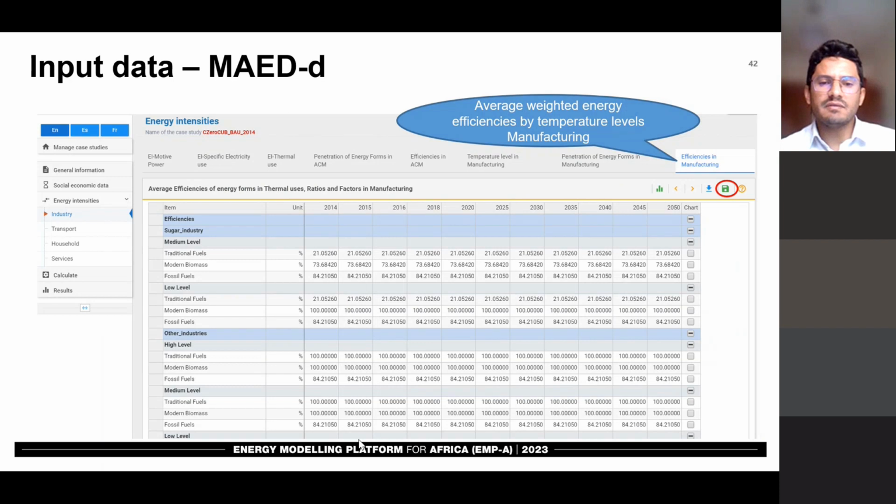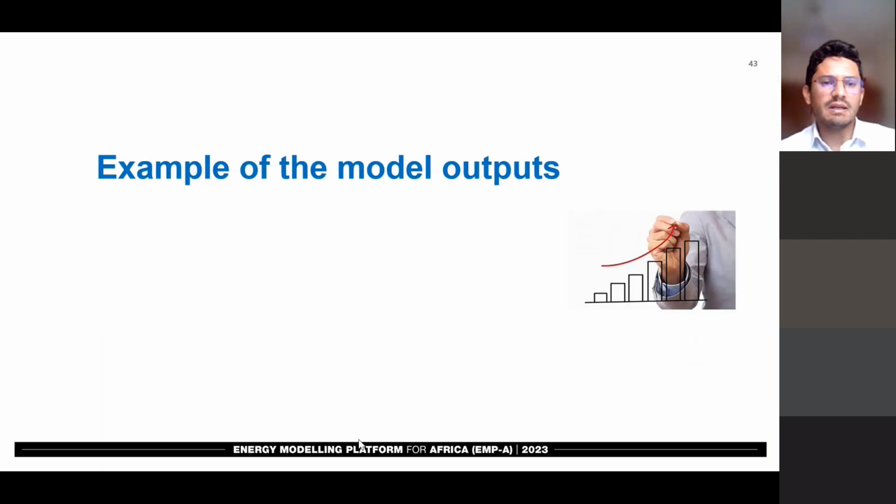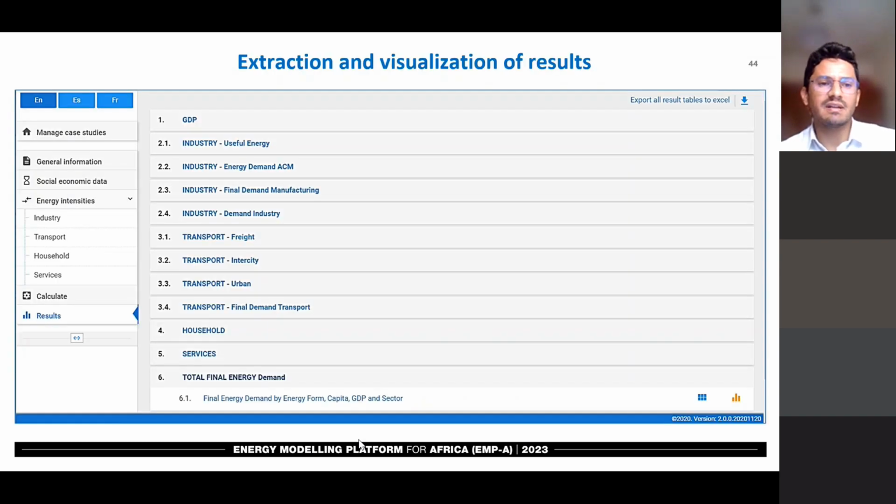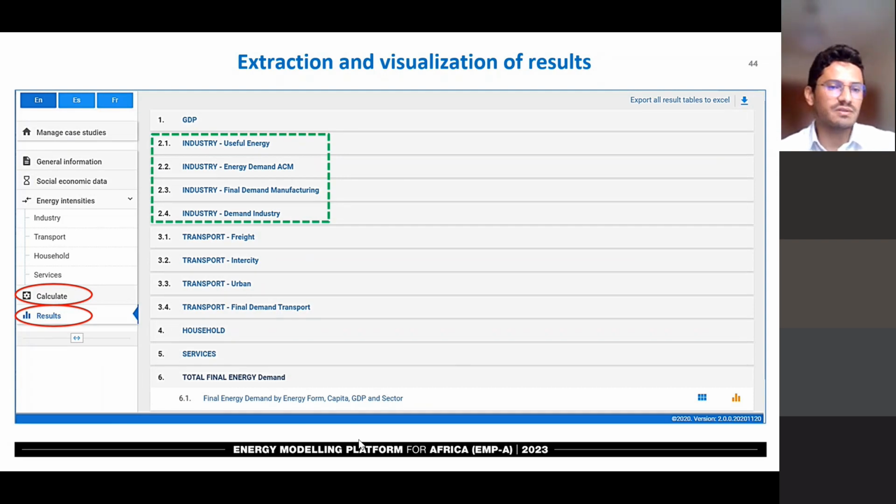Okay, before I finish this presentation, I just wanted to give you an example, some additional snapshot from the MAED user interface to have an idea on the results that you can get, how you can extract them, how you can export them to Excel. So when we finish populating the data in the MAED user interface, we save and come here to press calculate. And in this menu, we can check the results. As you can see, we have different categories of results. We can visualize them, extract them, and export them to Excel to build some graphs.